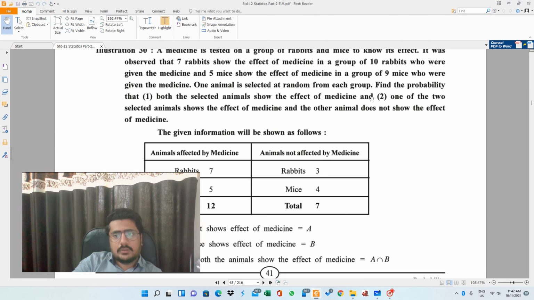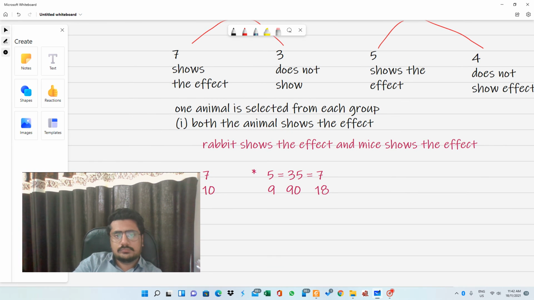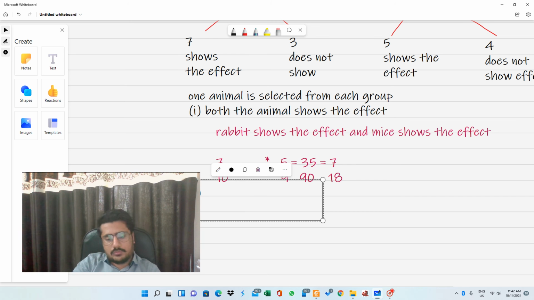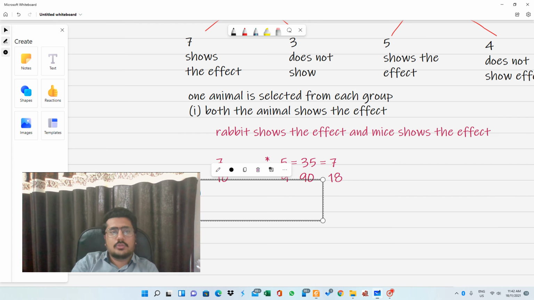Now, in the second question, one of the two selected animals. So I have one more question here. That is question number 2. Both the selected shows the effect of medicine, this question we have done. Second, one of the two selected animals shows the effect of medicine, the other does not show the effect of medicine.